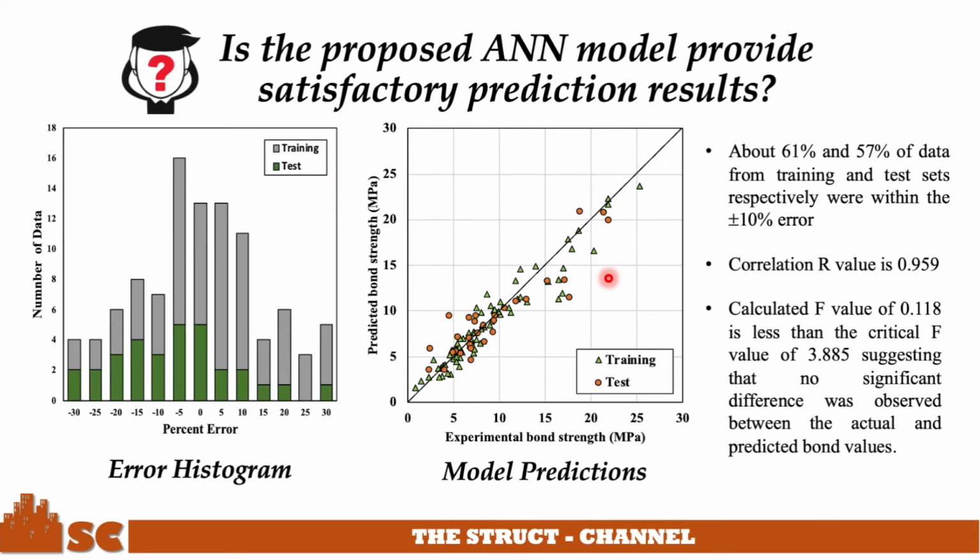The next question is, does the proposed ANN model provide satisfactory prediction results? The error distribution obtained from simulation of training and test datasets is presented in this figure. It is evident that majority of the predicted bond strength provided marginal errors against experimental results. About 61% and 57% of data from training and test sets, respectively, were within the positive and negative 10% error.